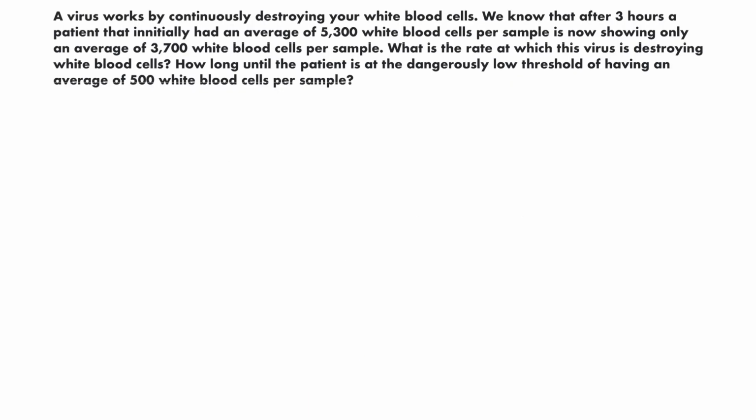Here's the problem that I'm going to be working on. I try to pick a problem that maybe you could see some context on how you might use this going forward. A virus works by continuously destroying your white blood cells. We know that after 3 hours, a patient that initially had an average of 5,300 white blood cells per sample is now showing only an average of 3,700 white blood cells per sample. What is the rate at which the virus is destroying the white blood cells? And then as a second question, how long until the patient is at a dangerously low threshold of having an average of 500 white blood cells per sample?